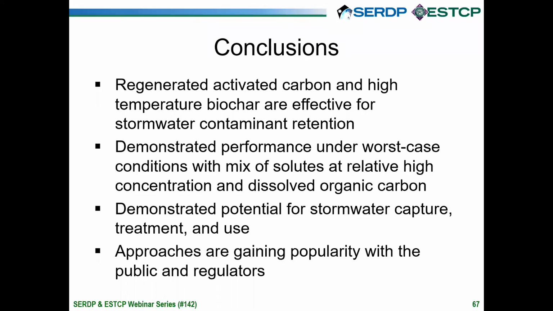So what we've demonstrated here is the potential for stormwater capture and treatment and beneficial use possibly, like for water supply. And these kinds of approaches are gaining popularity with the public and regulators.